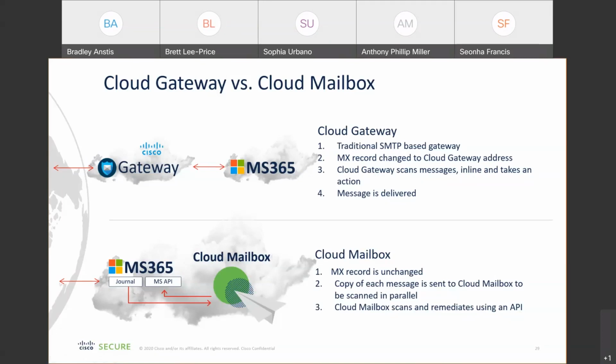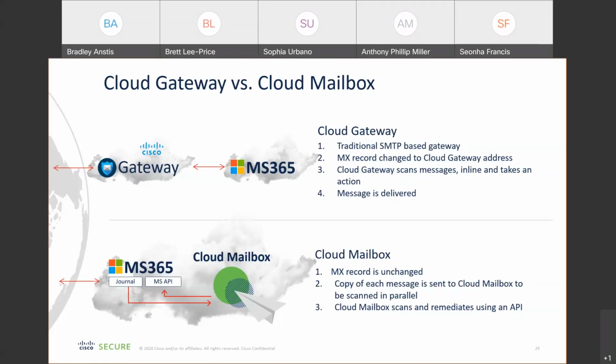Down the bottom, this is where Cloud Mailbox is quite a bit different. The MX record is unchanged, so Office 365 is still internet facing. Your MX record points to Office 365. There's no changes required there. All you do to feed messages into Cloud Mailbox is set up a journaling connection, which is very common in Office 365. It's also the same way they do email archiving. So setting that journal connection then gives us the feed of messages coming into Cloud Mailbox.